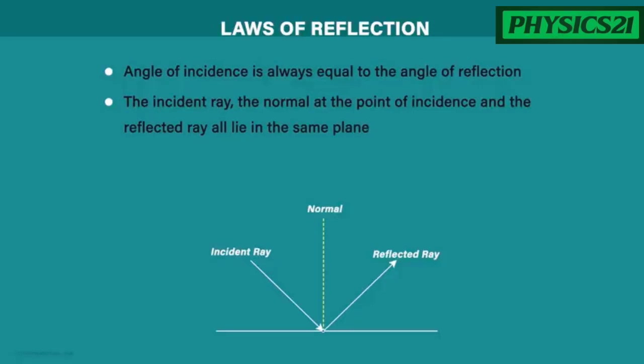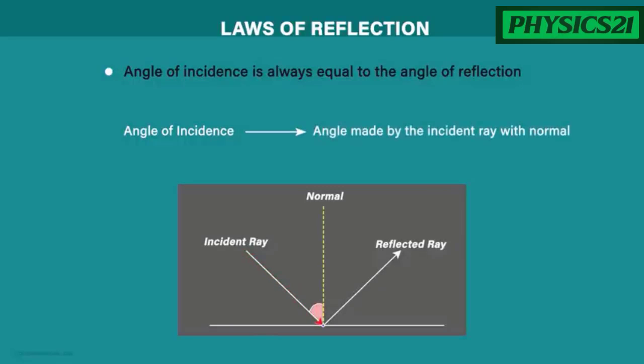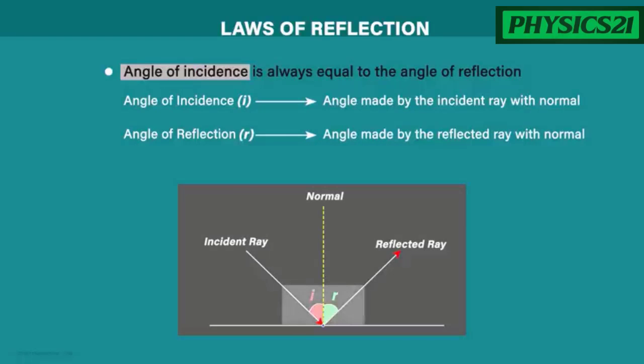To understand the first one, we first need to know what angle of incidence and angle of reflection are. The angle of incidence is the angle made by the incident ray with the normal. It is denoted by I. The angle of reflection is the angle made by the reflected ray with the normal. It is denoted by R. So our first law says that the angle of incidence is always equal to the angle of reflection. I is equal to R.